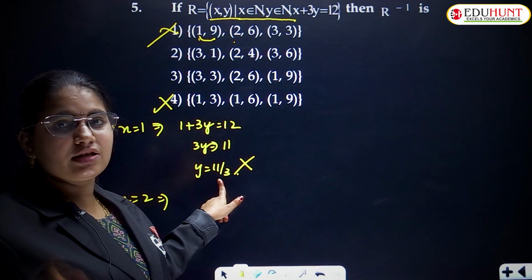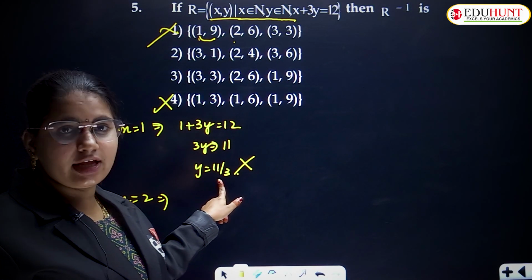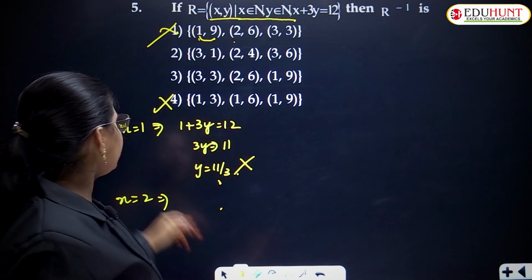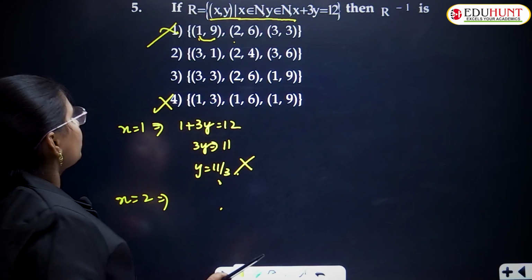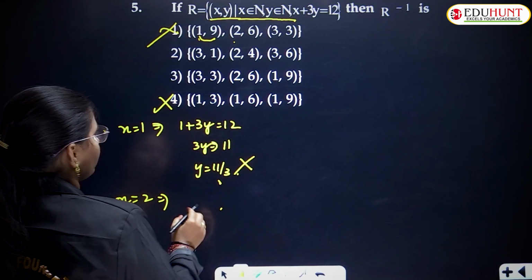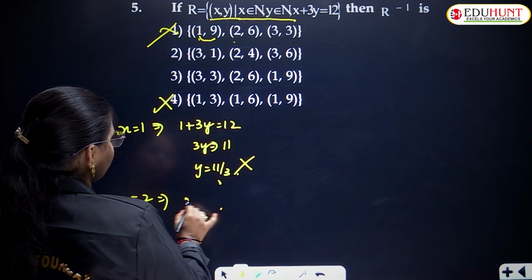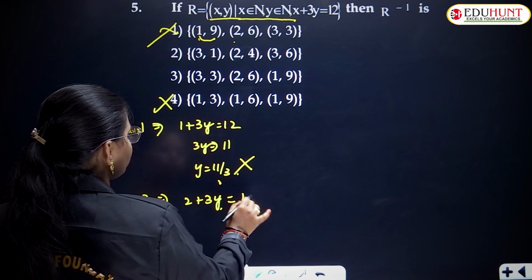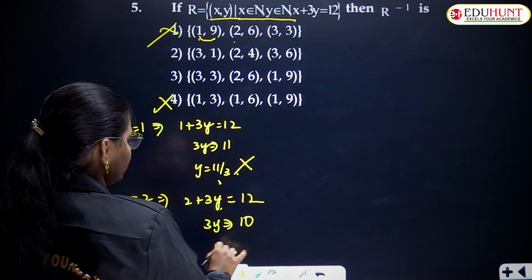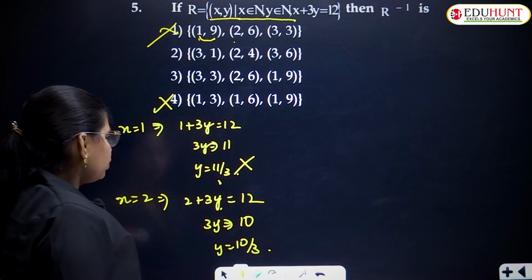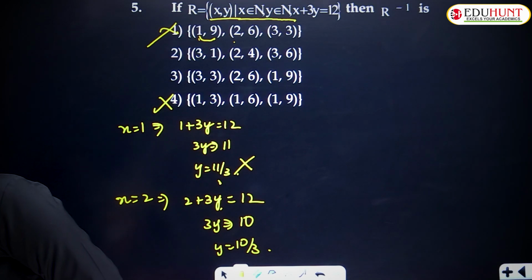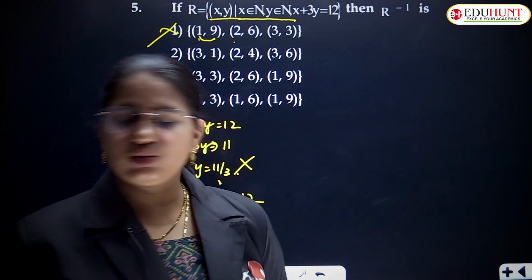You are getting 11 by 3. That is not a natural number, so I should not take it because it contradicts the given question, right? So if I take X equal to 2, okay, let me take X is equal to 2. What will I have? X equal to 2. 2 plus 3y is equal to 12. 3y is equal to 12 minus 2 is 10. Y is equal to 10 upon 3. No, this is also not being satisfied if you are considering X equal to 2. So let us check with X equal to 3.